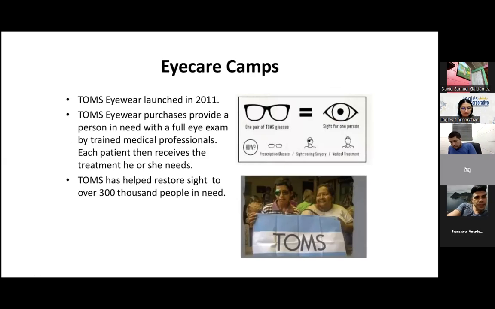Eye care. Tom's Eyewear was launched in 2011. Tom's eyewear purchases provide a person in need with a full eye exam by trained medical professionals. Each patient then receives the treatment he or she needs. Tom's has helped restore sight to over 300,000 people in need.